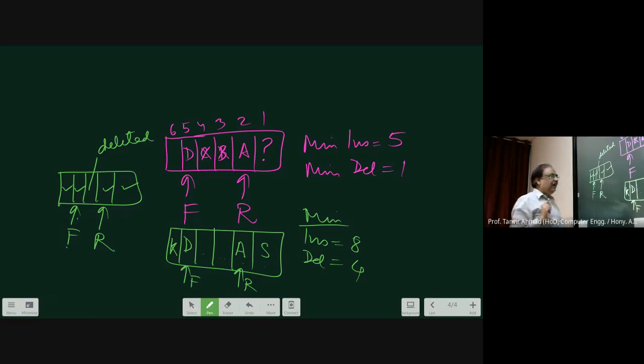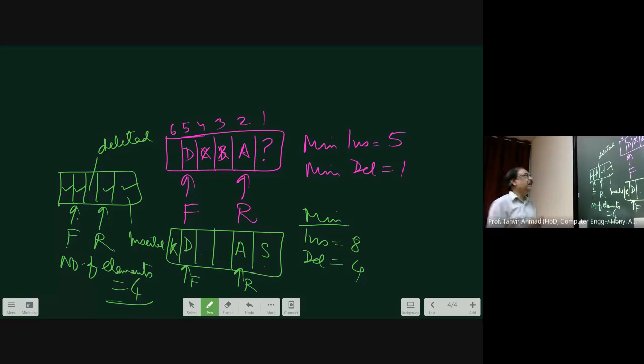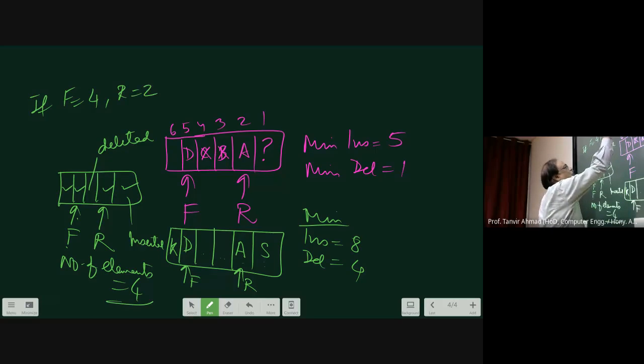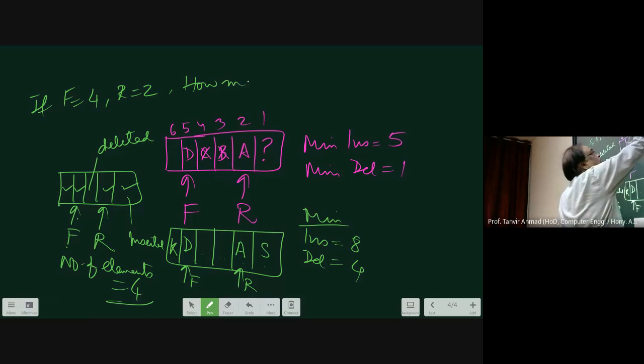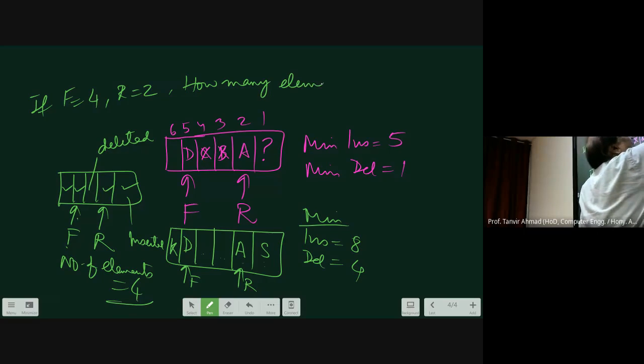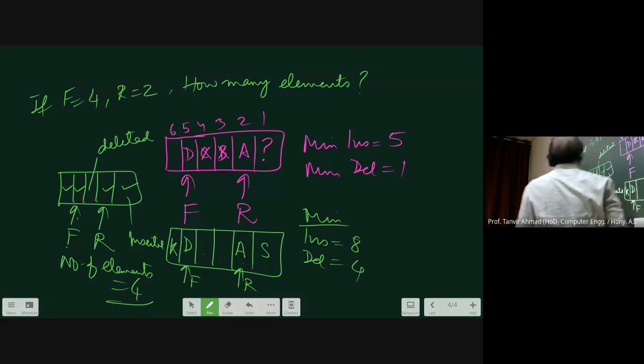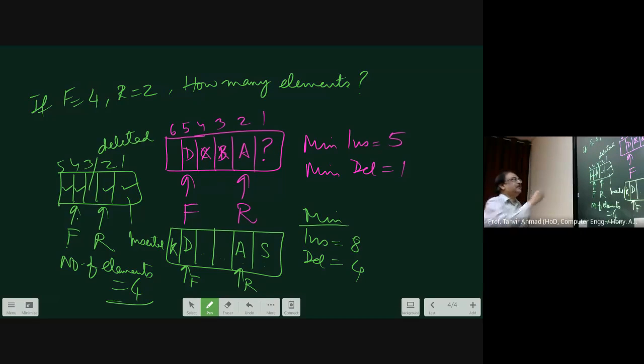If R is at this place, it must have inserted this one. That means नंबर ऑफ एलिमेंट्स कितने होंगे इसमें? नंबर ऑफ एलिमेंट्स will be always equal to 4. अगर ये स्टेटस दिया हुआ है, F is at, now if I ask you, if F is equal to 4 and R is equal to 2, how many elements are there? ये क्वेश्चन है ना, 1, 2, 3, 4, 5. ये क्वेश्चन है. इफ F 4 पे है और R 2 पे है, कितने एलिमेंट्स होंगे? It should have 4 elements.